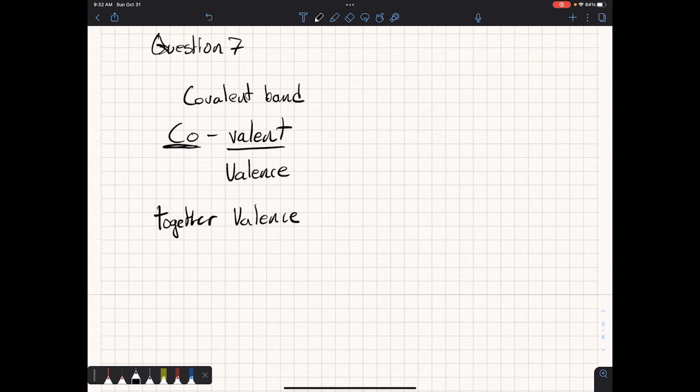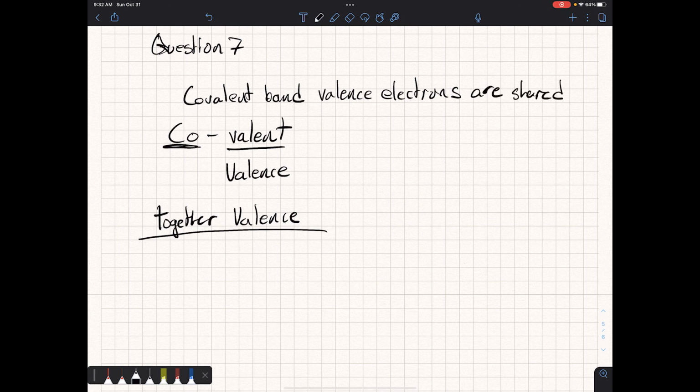So in a covalent bond, they are sharing, they're working together in their valence electrons. So in a covalent bond, valence electrons are shared. This is true.